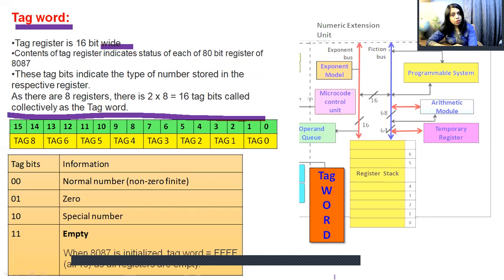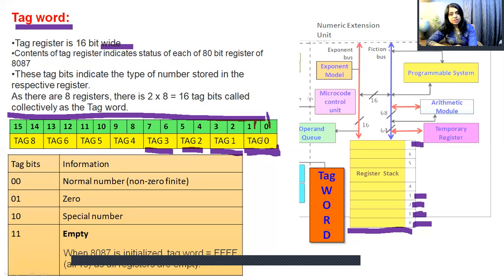What does this tag register hold? The tag register holds the status of these registers 0, 1, 2, 3, 4, 5, 6, 7. The status of these registers is available in the tag word. How? For every register there are 2 bits: tag 0 indicates the status of register 0, tag 1 indicates the status of register 1, tag 2 indicates the status of register 2, and tag 3 indicates the status of register 3. For every register there are 2 bits, that is bit number 0 and bit number 1 for register 0.